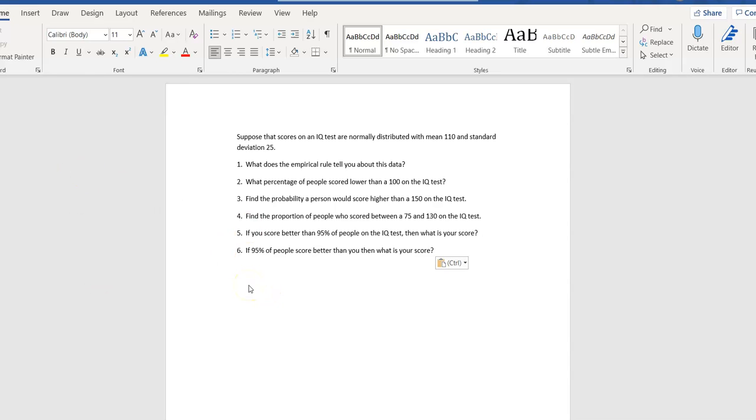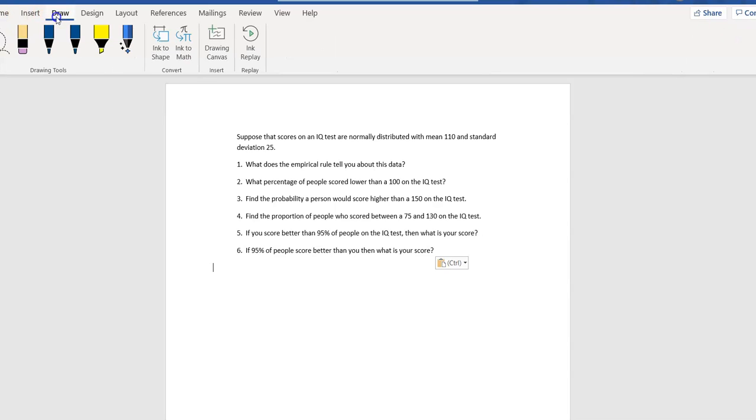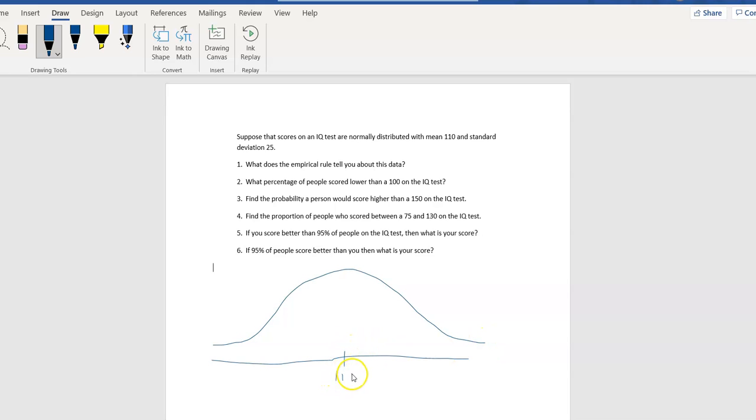Now, we were playing around with an empirical graph in the last video, but let's just use the rule without actually drawing a graph. We can if we want to. Actually, let's draw the graph. It might make the rest of these questions easier. So what does the empirical rule tell us? Well, we know that our mean is right here. It's 110, and a standard deviation of 25.